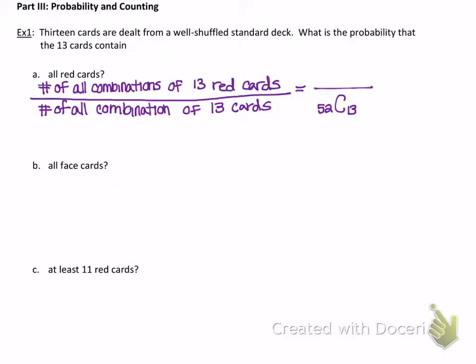Then what's the probability that they're all red? We have 26 red cards to choose from, and again, I want to choose 13 cards. So that's the part over the whole, and when we simplify this, it's extremely small, and we get 1.64 times 10 to the negative fifth.